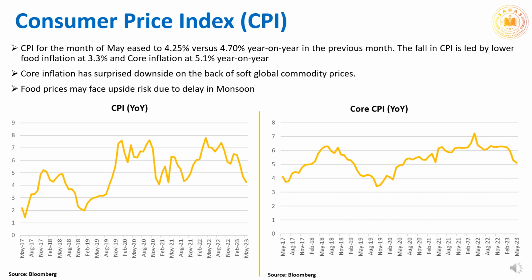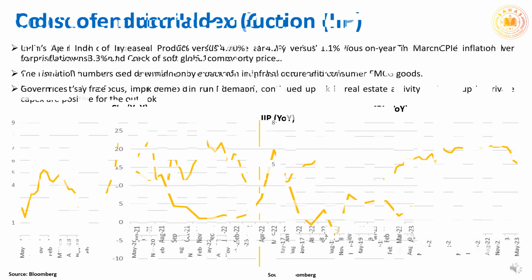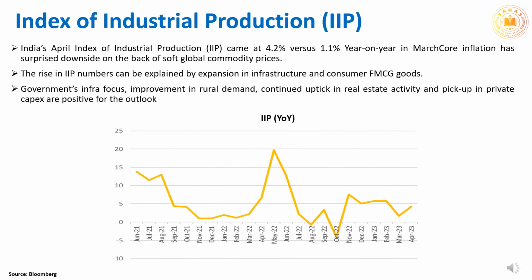We believe MPC would want to see the rainfall distribution and impact on food inflation, along with actions from global central banks, before making decision on stance change. Now let's analyze Index of Industrial Production data print.